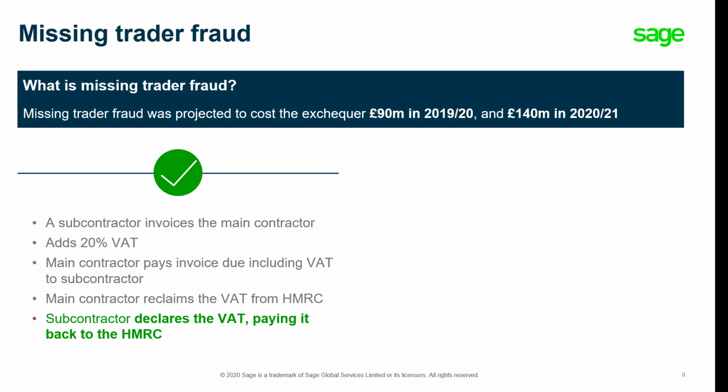So under normal circumstances, a subcontractor will invoice the main contractor adding on the 20% VAT. The main contractor will pay that invoice including VAT to the subcontractor. The main contractor can then reclaim the VAT from HMRC, and the key part being is the subcontractor then declares the VAT and pays it to HMRC.